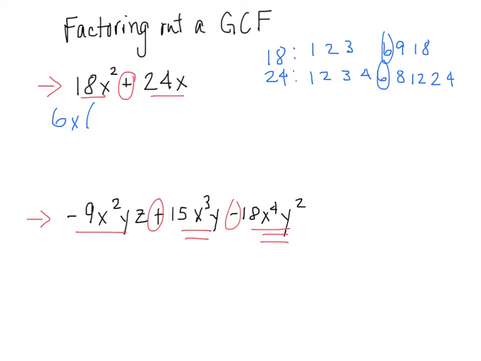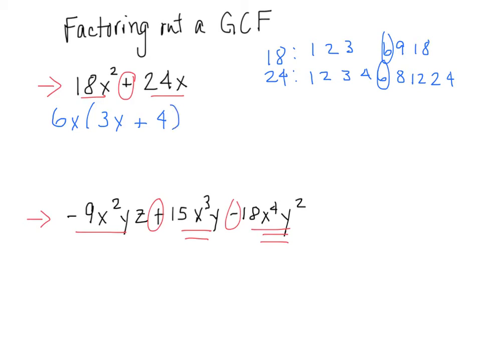So we have 18 divided by 6, which is going to leave us with a 3 on the inside. And if I have an x squared and I take out 1 x, I'm left with 1 x on the inside. My sign stays the same. 24 divided by 6 gives me a 4. And if I had 1 x and I took out 1 x, I'm left with nothing.